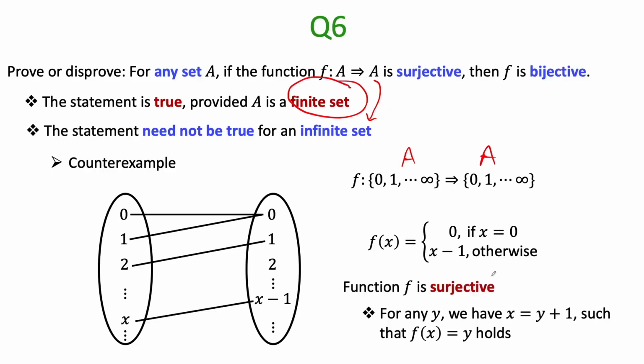It's easy to verify that the function is indeed a surjective function because you pick any element y from the set 0 to infinity. The pre-image for that element y will be y plus 1, because f of y plus 1 will be y as per the function f we have defined here. So clearly my function is a surjective function, but it is not one to one, and that's why it's not a bijective function. The problem due to which we can't say it is a bijection is because the set over which the function is defined can be an infinite set.